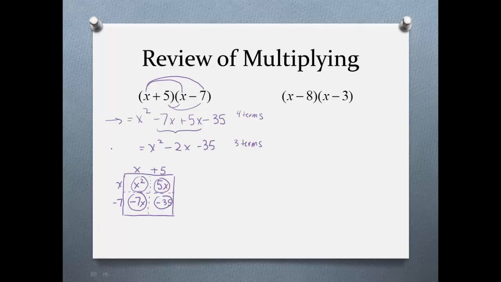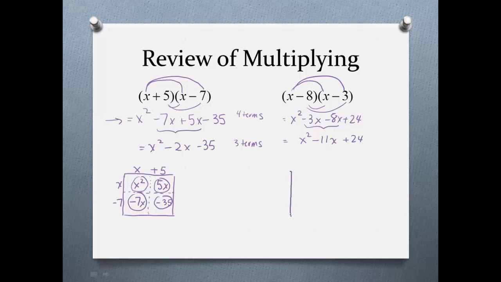And if I do the same thing over here with these two binomials, I get x squared minus 3x, and then minus 8x plus 24. And then when I combine my like terms, I get x squared minus 11x plus 24.